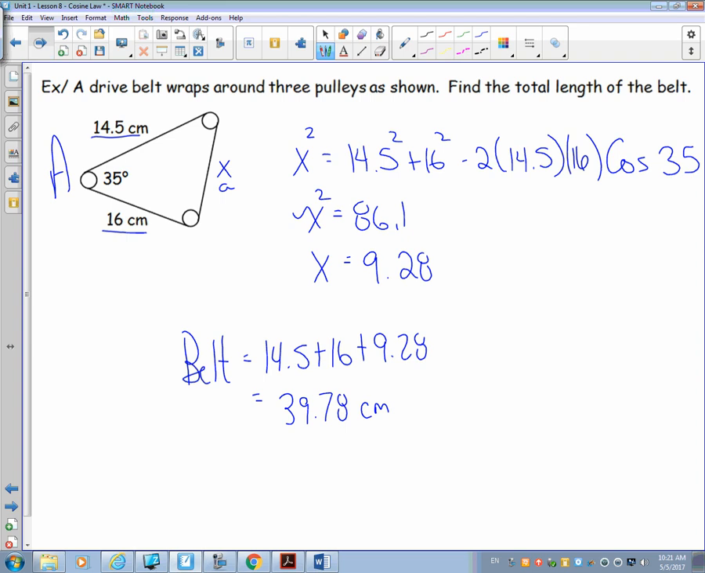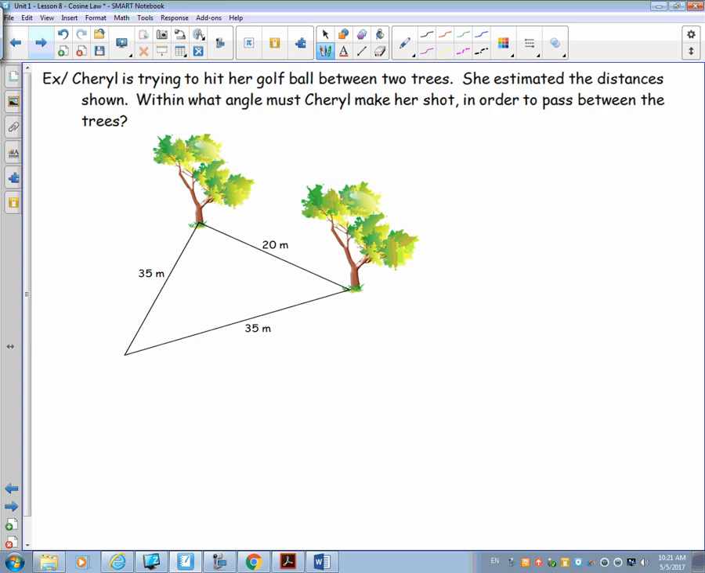This is a quick last example. We got Cheryl. She's trying to hit her golf ball between 2 trees. Okay, so she's got a bit of a space to hit it between. She estimates the distances as shown. We want to know within what angle must Cheryl make her shot in order to pass between the trees. So I want to know the angle. Again, big A and little a must be across from each other. B and C are interchangeable.